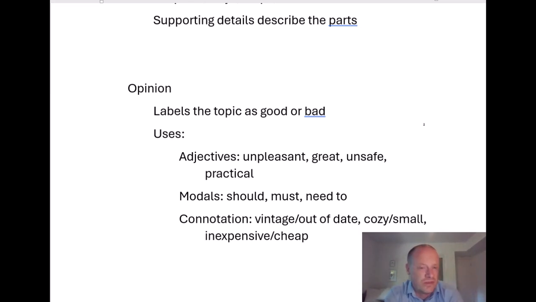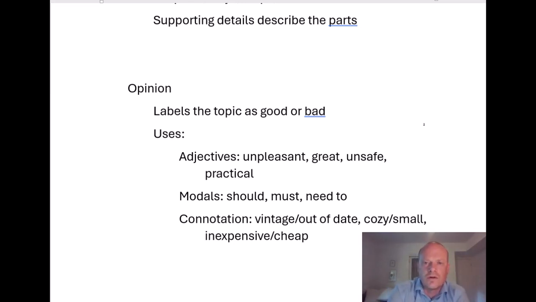Now there's thousands, maybe tens of thousands of different words you can use to indicate your opinion of the topic as being either good or bad. The most common one is probably adjectives. Adjectives describe a quality of a noun. So we have something that can be bad, it could be unpleasant or unsafe, or something could be good, you can describe it as great or practical.